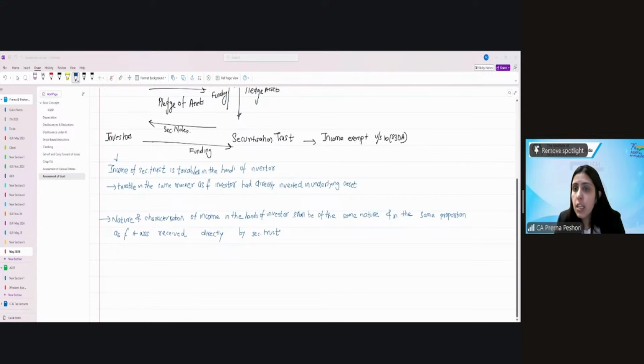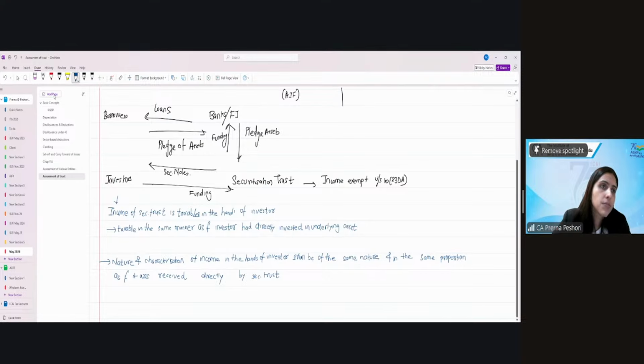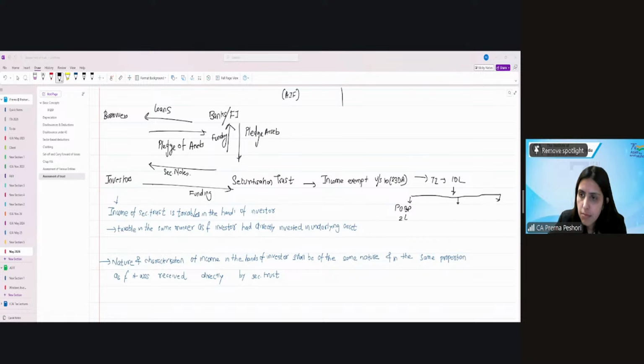Now you would ask, what is the meaning of this? So let's say the total income of the securitization trust is 10 lakh. Fine. Let's say this is bifurcated within different heads. Let's say PGBP 2 lakh, IFHP 6 lakh, and let's say IFOS 2 lakh. So this is the ratio of 1:3:1.